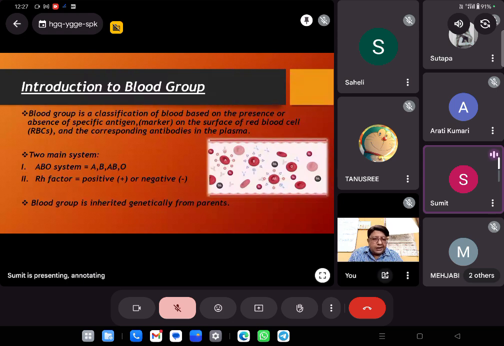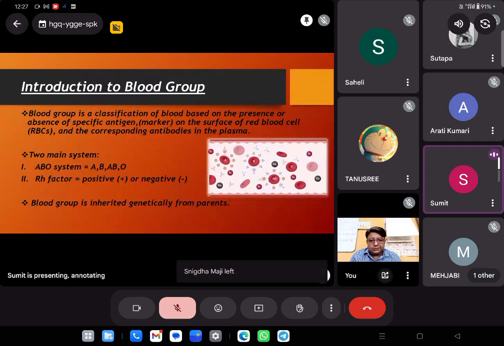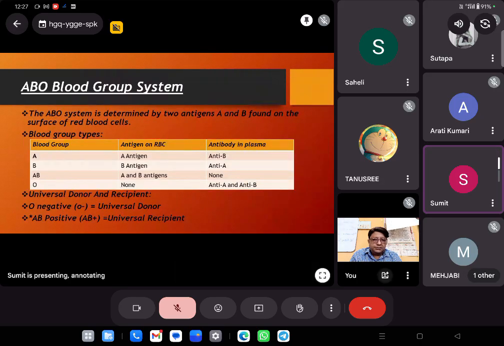Blood group is the way we classify blood based on the presence or absence of specific antigens on red blood cells. This antigen determines our blood type, which is inherited from our parents. Two main systems: ABO blood group system, and RH, positive or negative. Besides the ABO system, there is another important element called the RH factor.